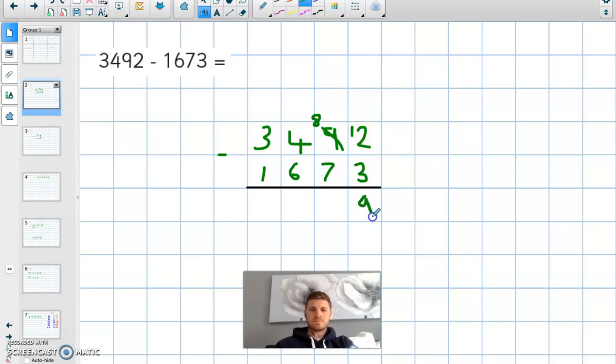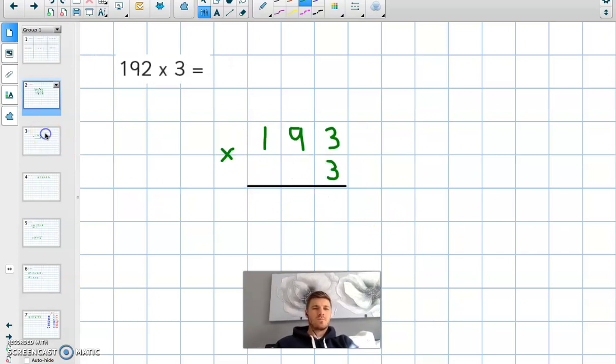9, 8 take away 7 is 1, 4 take away 6 again can't do, so I need to exchange, borrow from next door. 3 becomes a 2, the 4 becomes a 14, 14 take away 6 is 8, and then 2 take away 1 is 1. So 1,819 is your answer.